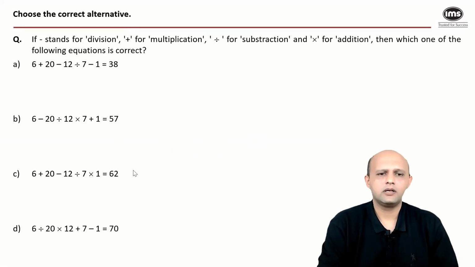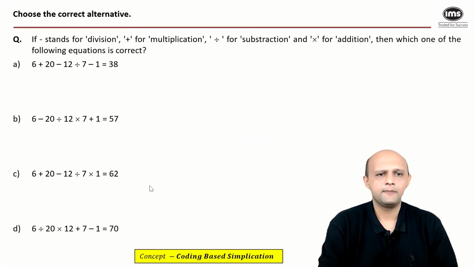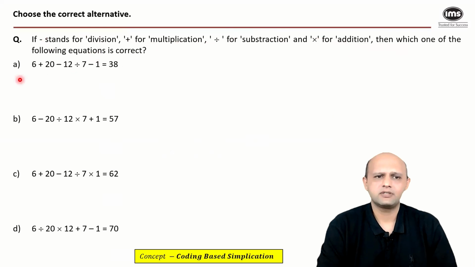This is a question on coding-based simplification, you could call it. If minus stands for division, plus stands for multiplication, division stands for subtraction, and multiplication stands for addition, then which one of the following equations is correct? So we just have to simplify as per the BODMAS rule and check which of them turns out to be equal, where the LHS is equal to the RHS.